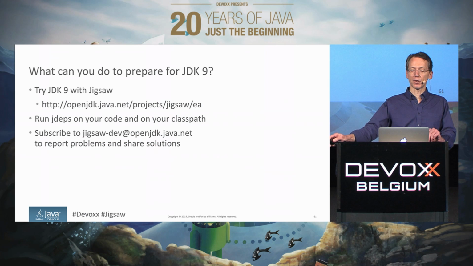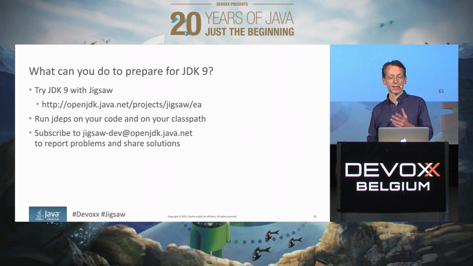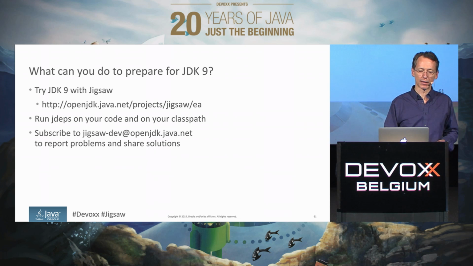We've now come full circle. We started yesterday with a talk on how to prepare for JDK 9, and here at the end of Under the Hood, I'm talking about how to prepare for JDK 9. What can you do? Well, try JDK 9 with Jigsaw, as many of you have. Here's the URL for the download.